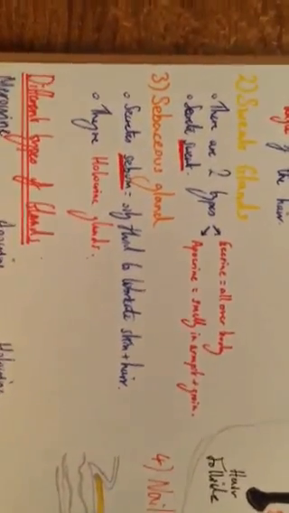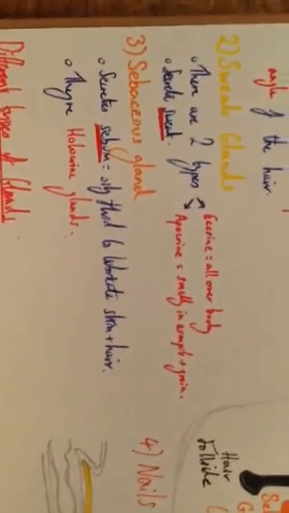And then we have something called the sebaceous gland. It secretes something called sebum, which is an oily fluid that lubricates the skin and hair. These are holocrine glands.